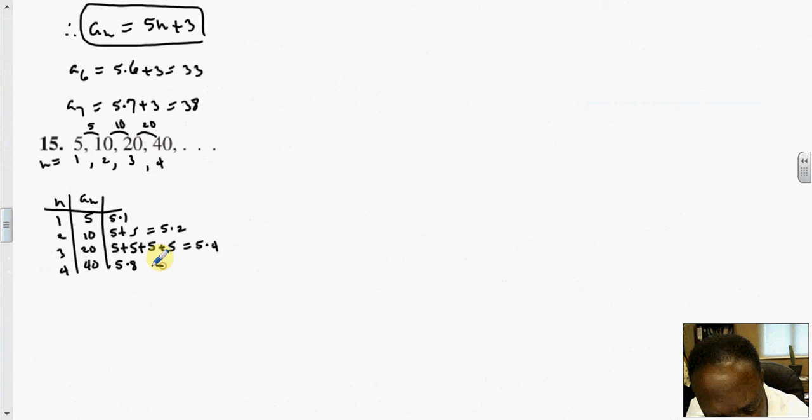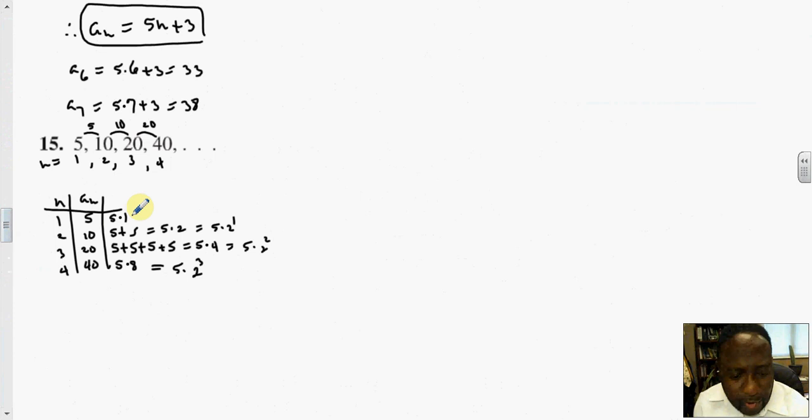This is 5 times 2 to the third. This is 5 times 2 to the second. This is 5 times 2 to the first, right? This is 5 times 2 to the zero.